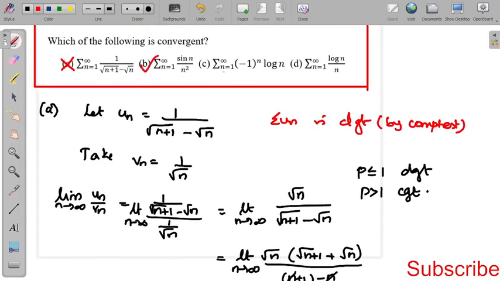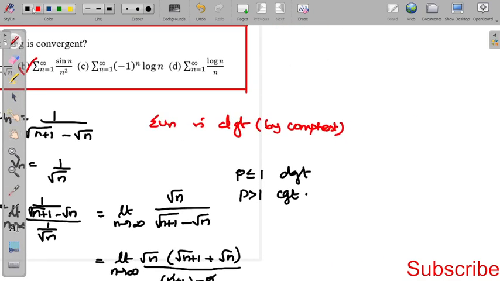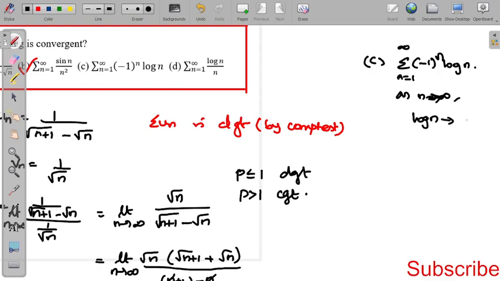B is right. Let's check the C option: summation n equal to 1 to infinity of minus 1 the whole power n into log n. Directly we can say that as n tends to infinity, log n tends to infinity. So this is not convergent because it tends to infinity. So option C is not right.